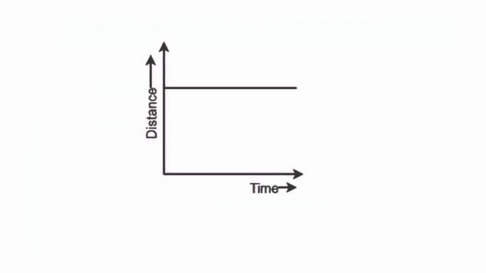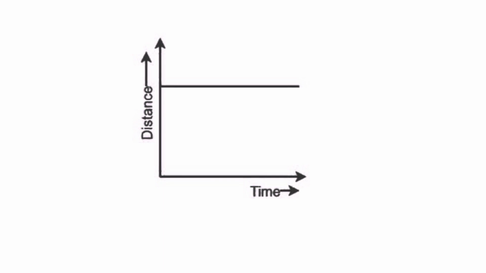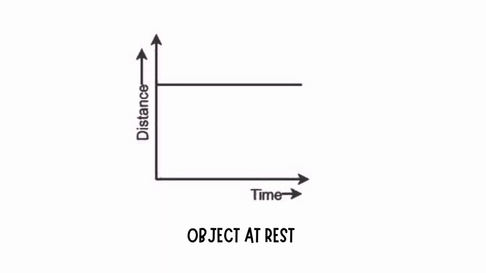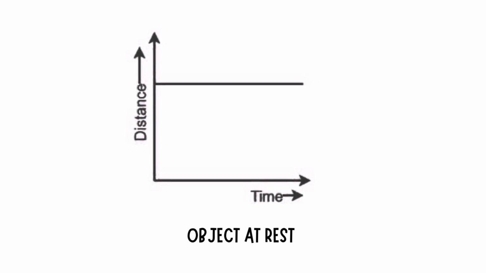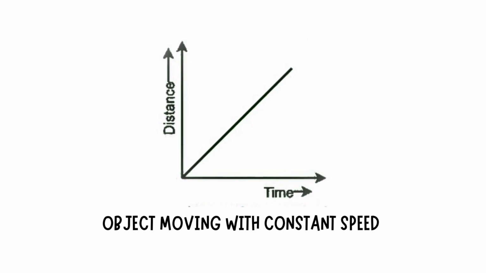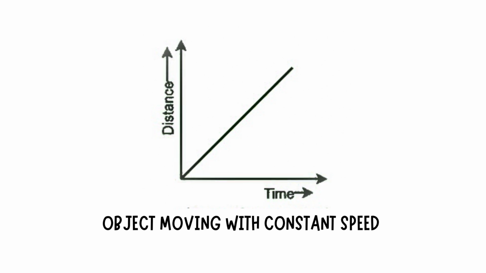In the graph shown, the distance moved by the object with time is 0. That is, the object is at rest. Thus a horizontal line parallel to the time axis on a distance-time graph shows that the speed of the object is 0. The speed of an object is said to be constant if it covers equal distances in equal intervals of time. The distance-time graph as shown is a straight line. Its slope gives the speed of the object.